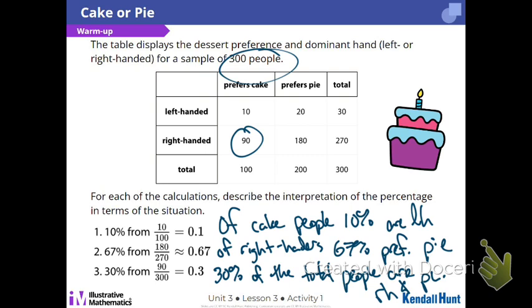So again, to get our relative frequencies, our totals change depending on what group we're talking about. We're either talking about everybody, or what handed somebody is for a total, or what preference they have for a total.